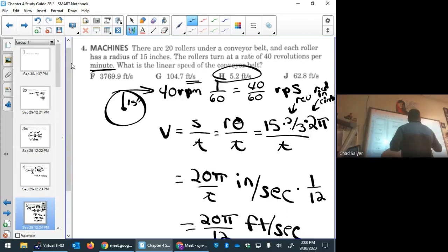H as in hotel. Now notice the application of the formula wasn't a big deal at all here. The big problem was the unit conversion, which I'm not wild about, but I think it is good practice for you. It has less to do with trigonometry and more to do with unit conversion in this case.